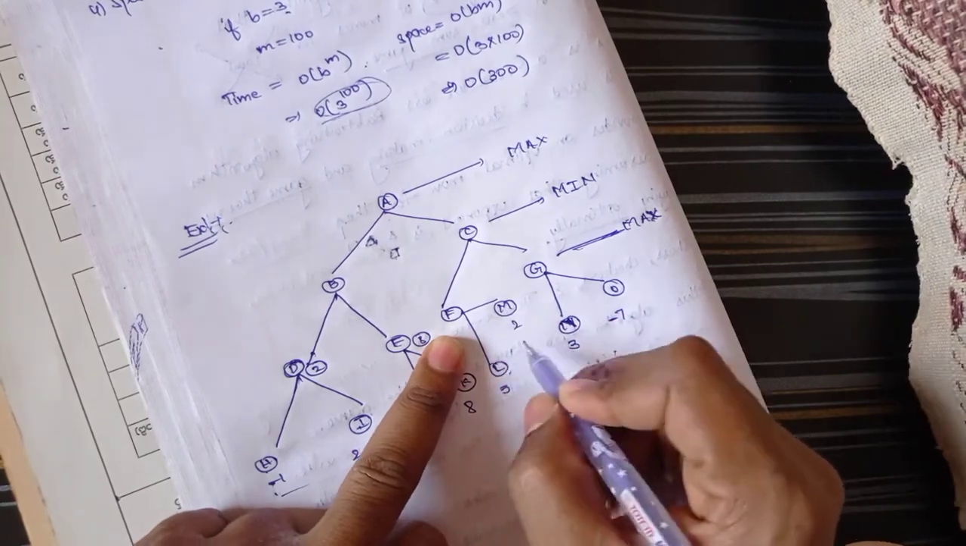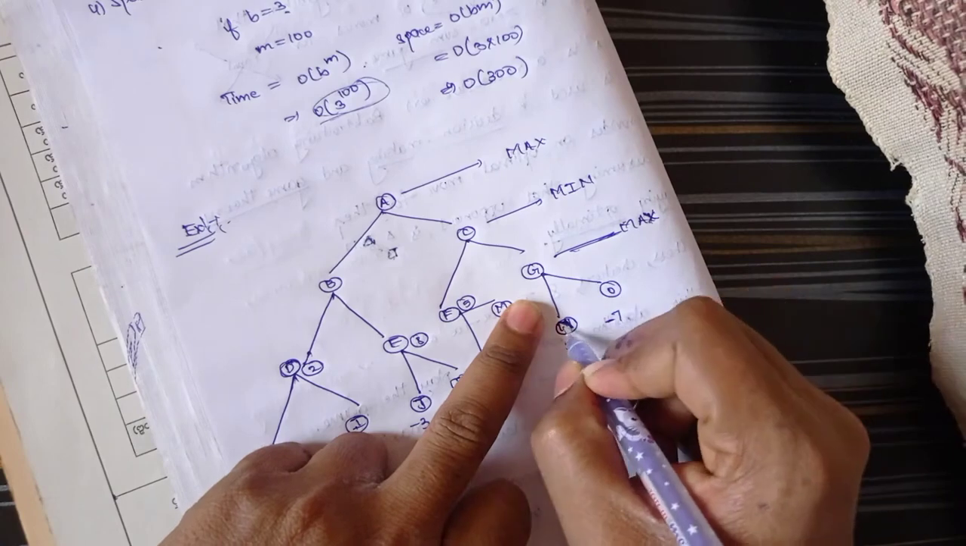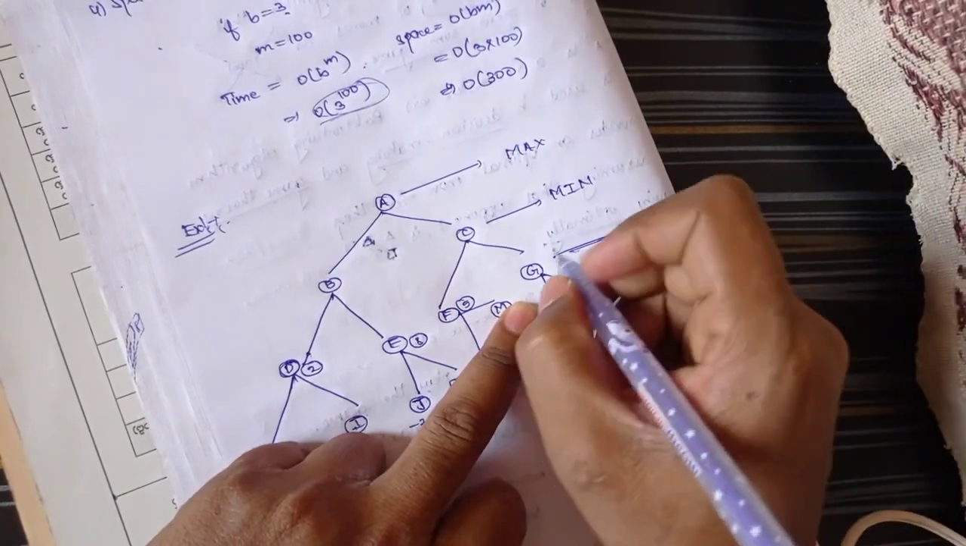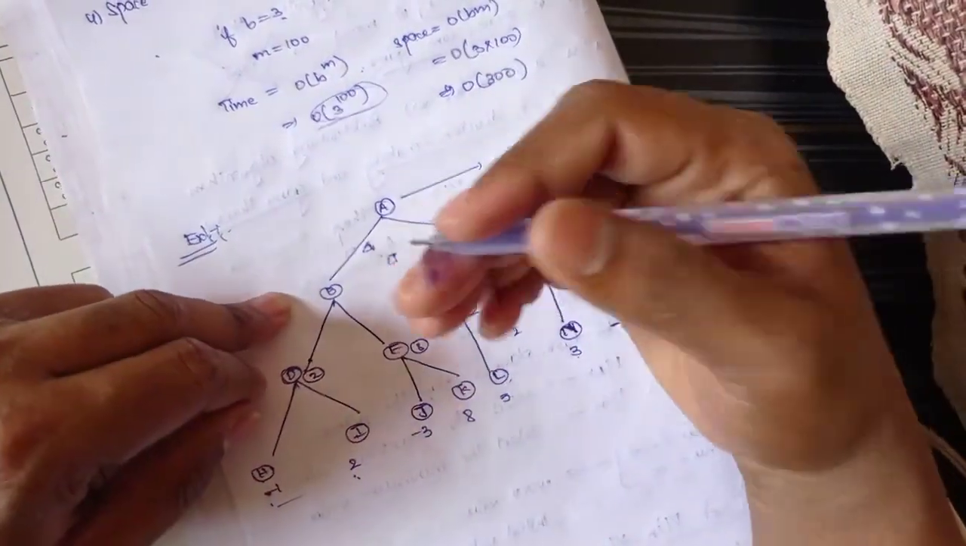So what is the maximum value here? 5, it is the maximum value. So coming to G and N, G has two branches, that is N and O. So what is the maximum value here? 3 or minus 7? It is 3, right? G will be 3. So next step we have to move to the other step, that is the minimum value.